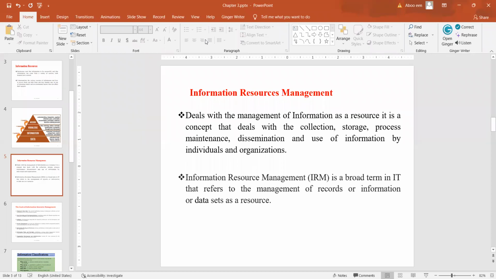Okay. So information resource management basically deals with the management of information as a resource. It is a concept that deals with the collection, storage, processing, maintenance, dissemination, and use of information by the organizations. So basically, information resource management is a broad term in IT that refers to the management of records, information, or data sets as a resource.